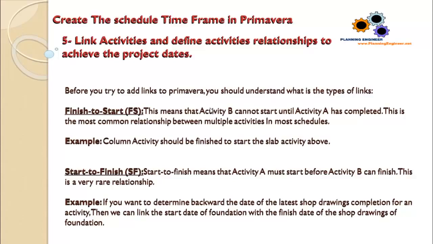Second relationship, we have start to finish. Start to finish means that activity A must start before activity B can finish. This is a very rare relationship. Example, if you want to determine backward the date of the latest shop drawing completion for an activity, then we can link the start date of foundation, for example, with the finish date of the shop drawing of foundation. We are going to see this relationship when we do the engineering part of our course.